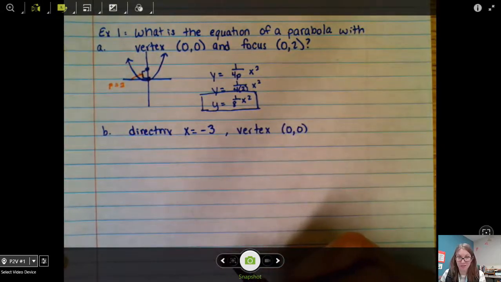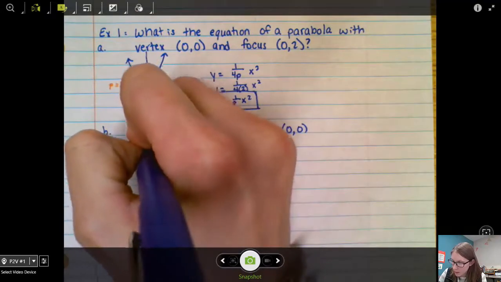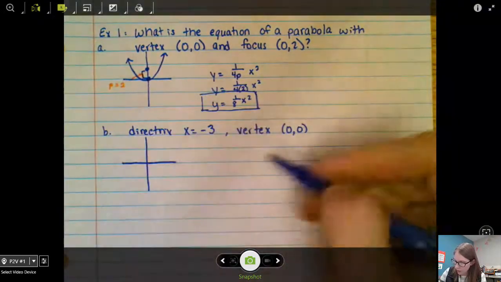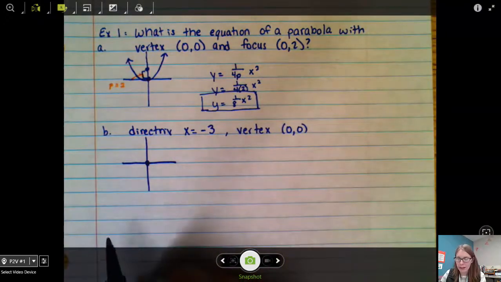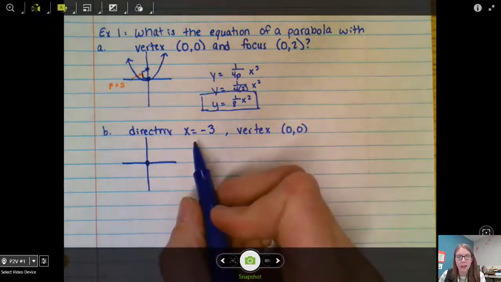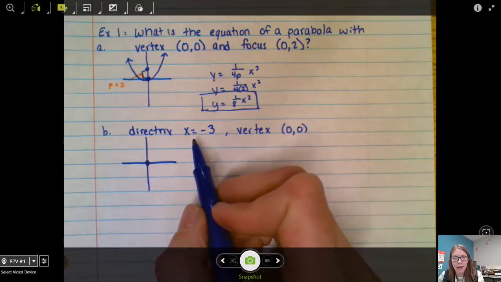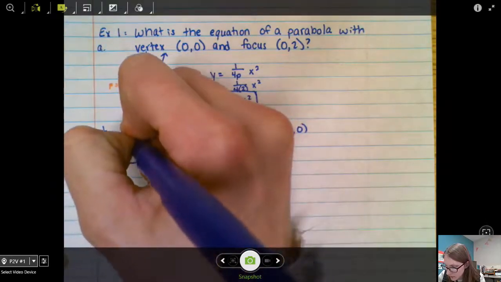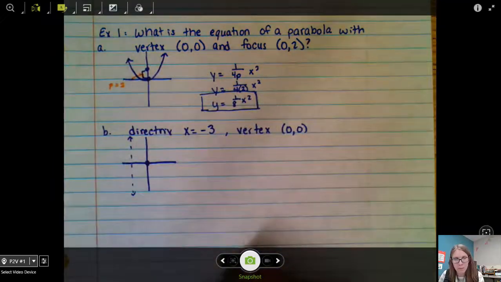Draw a picture. Okay, that's really my biggest advice this whole chapter. Draw a picture so you can see how all this information is related. Start off with our coordinate plane. The vertex is 0, 0. The directrix is x equals -3. Well, that's a line, okay? X equals -3 is the equation of a line. And if it's in the form x equals, that means we have a vertical line. X equals -3 would be somewhere around here.